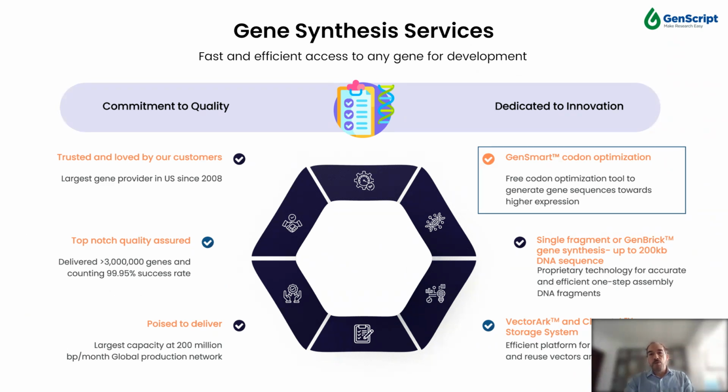We're, of course, very well known for being very strong in gene synthesis. We are one of the first gene synthesis providers in the US. We have been offering this service since 2008. We have delivered over 3 million genes so far with over 99% success rate. We have very strong capacity. We can synthesize over 200 million base pairs per month. In addition, we have very easy to use tools such as the GenSmart Codon Optimizer. It's very easy to use software, available to all our customers.